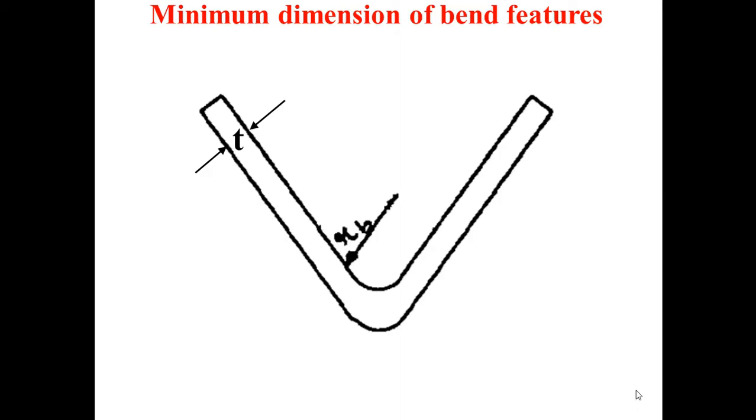Now for the minimum dimension of bend features, as you can see in this figure, the rule is that the radius of the bend must be higher than 1.5 times the thickness of the bent part. This rule will permit to avoid cracks that can occur during the bending operation.